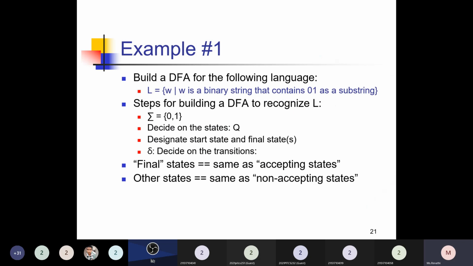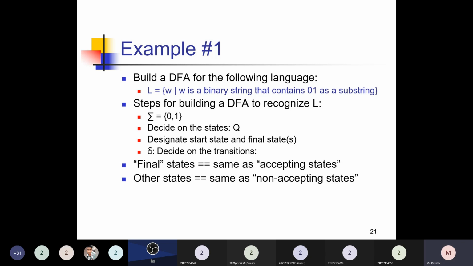Now coming to an example for our DFA: build a DFA for the following language. What is the condition? The language consists of a set of strings, where W is used to represent the strings or words. The condition on a particular word W is that it is a binary string, so the alphabet is 0, 1, and it contains 0, 1 as a substring. Each and every string in this language contains 0, 1 as a substring.